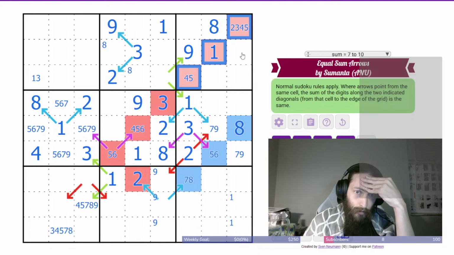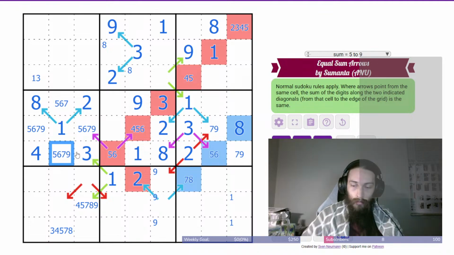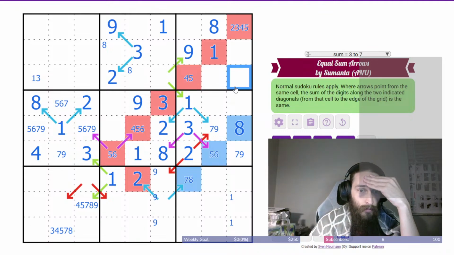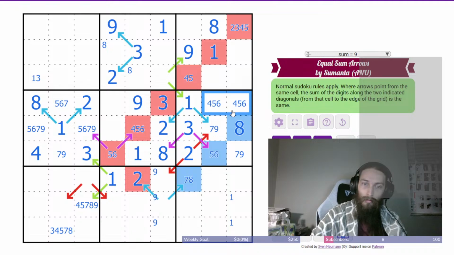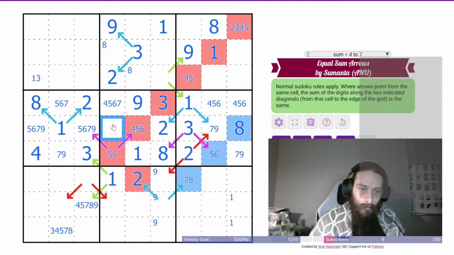And now this is minimum 7. But that couldn't be a 3 because that was row 6. Row 6 now has a 5, 6 pair. 4, 5, 6 up here. 4, 5, 6, and 7. But 4 has to be one of those two. That's not it. 4, 5, 6, 7.